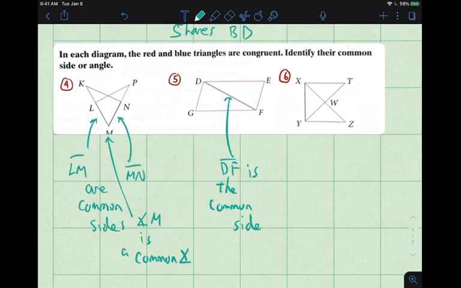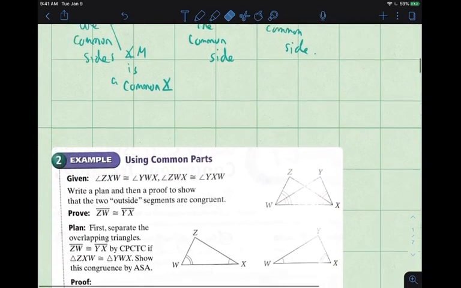For this picture, number 6, I think it's only this segment. Segment XY is the common side. I don't believe any angles are shared here. Because I'm looking, right? This one and this one, those aren't common. They may be congruent, but based on the diagram, we can't tell. There are the answers for 4, 5, and 6, practicing the common sides and common angles, which you'll need later on for the proofs.